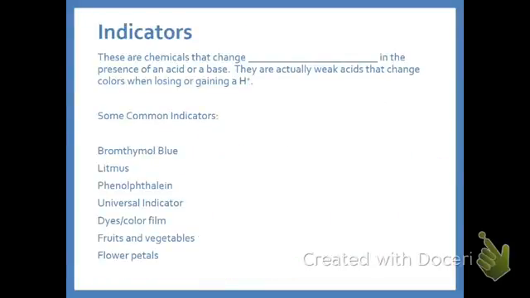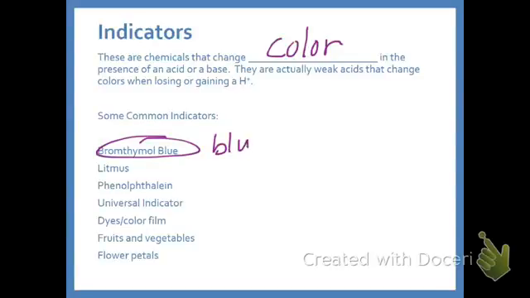Indicators are going to be the next thing we talk about. Indicators are a special kind of chemical that changes color in the presence of an acid or a base. In other words, if it's an acid, it might be one color. If it's a base, it'll turn into a completely different color. We're going to do a titration tomorrow in the lab, and we're going to be using an indicator called bromothymol blue, which is going to be blue in the presence of a base.